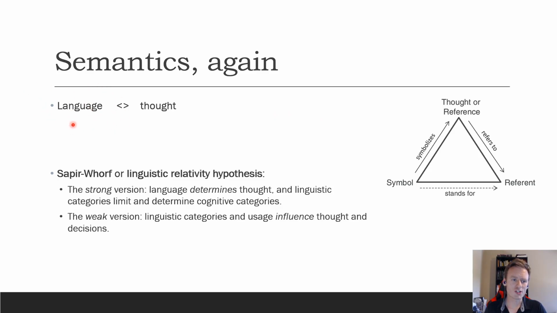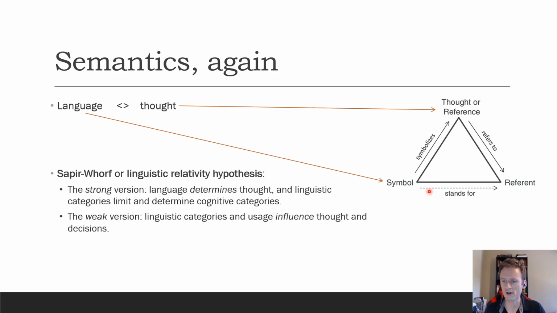So we're asking a question right now about how language can impact our thoughts. And this is how we should map it onto the triangle of reference. On the one hand, you have thought or reference, which corresponds to thought. And then you have language, which corresponds to the symbols and syntax of those symbols in language.